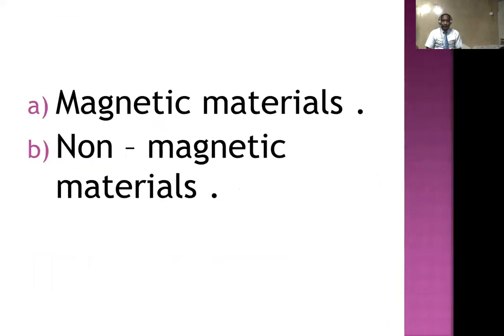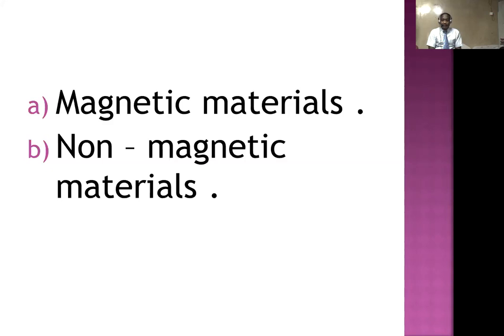Pupils, we have magnetic materials and non-magnetic materials. We are starting with magnetic materials. Magnetic materials are materials which are attracted by magnets. All magnetic materials contain iron.